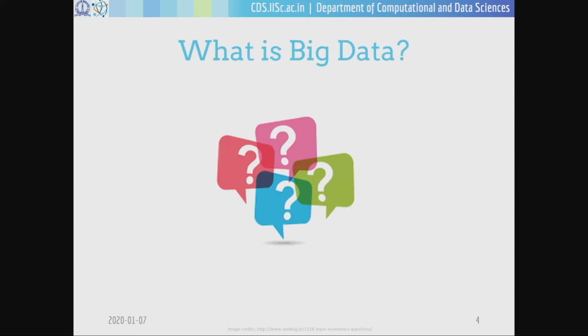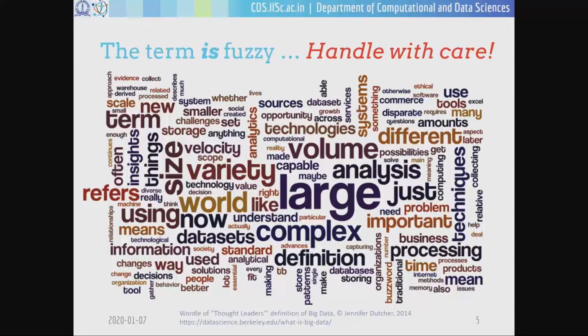Big data has a variety of descriptions, definitions, and characterizations. To give you a sense of what people thought about big data, this is from about 5 years back, at the peak of the hype around big data. Folks at Berkeley went out and did a survey of various thought leaders in technology and asked them to describe what they thought big data was. They made a word cloud out of that, and you'll see some keywords pop out.